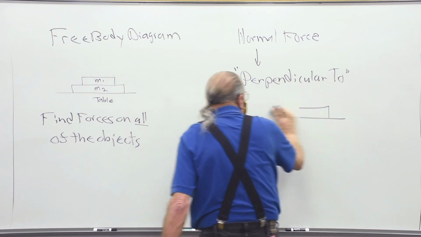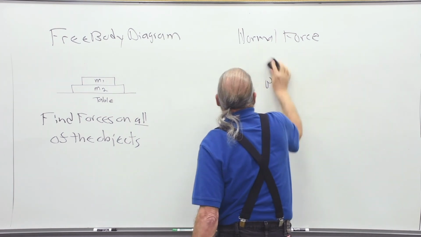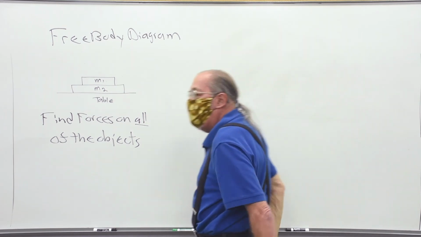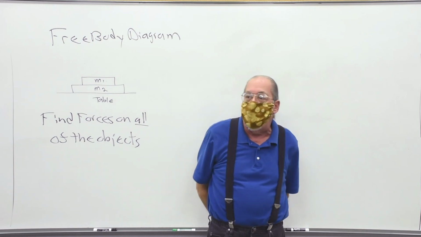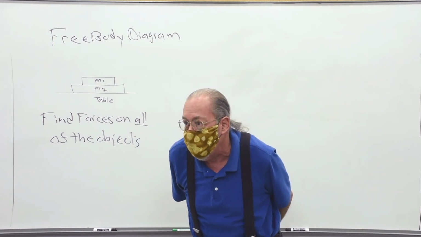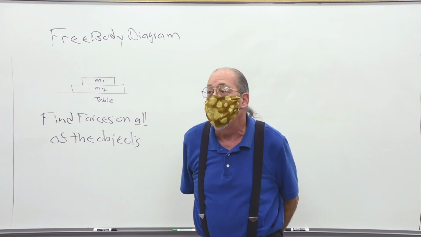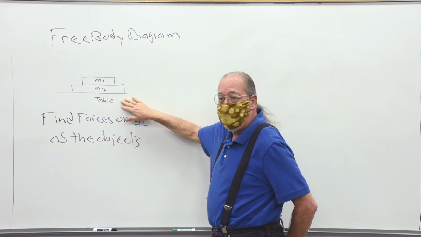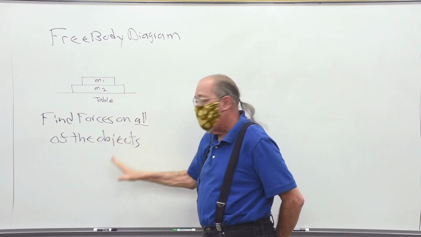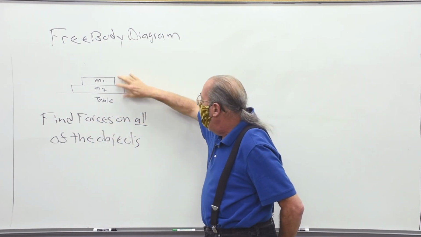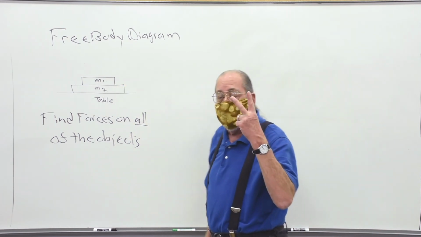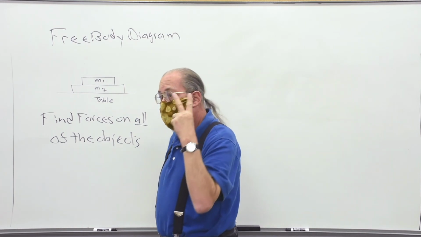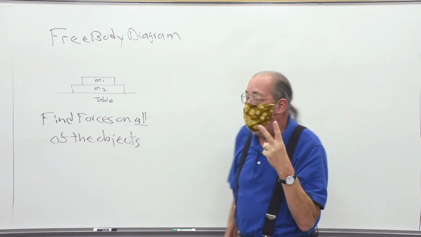What are the truisms? You draw a free body diagram, but you have to have as many free body diagrams as you have objects. Now, we're not going to count the table as an object again because we can't consider all the other forces on it. But we do have M1 and M2. That's two objects. We are going to need two free body diagrams. So the first thing you do is you draw the free body diagrams.